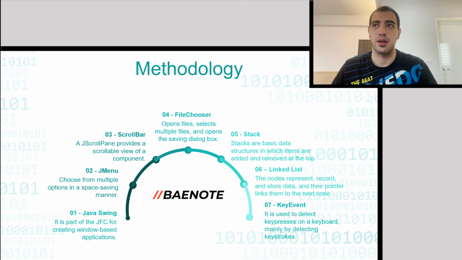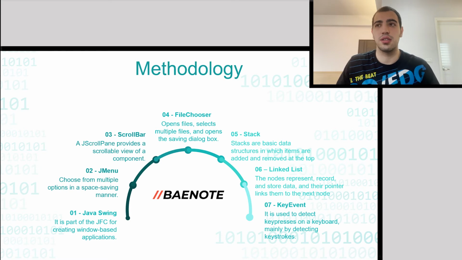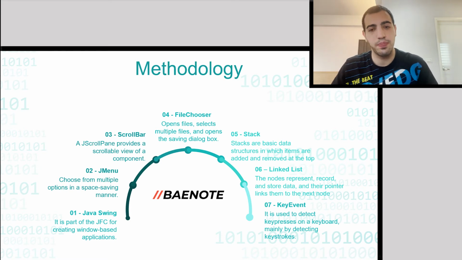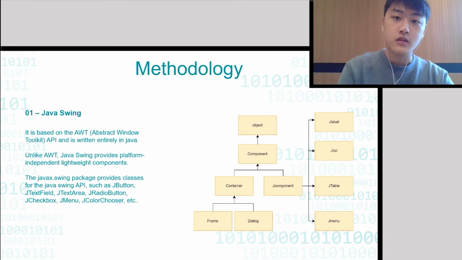The stack is a basic data structure in which items are added and removed at the top. Then there is the linked list, the sixth one. The nodes represent, record, and store data, and their pointer links them to the next node. Then there is the key event, the last one, that is used to detect key processes on a keyboard, mainly by detecting keystrokes.